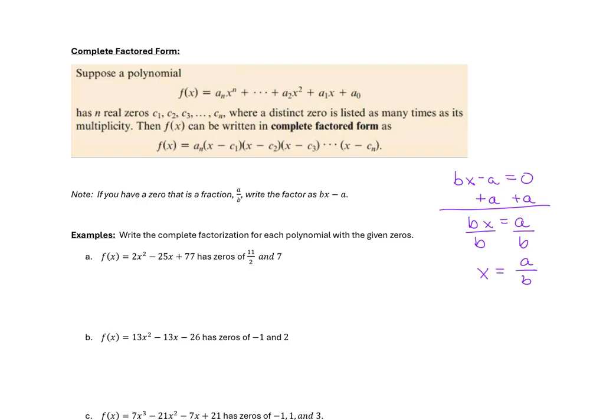And so if we want to work backwards, let's say we start with x equals a over b. I can multiply both sides by b to get bx equals a. And then again, just like all of our other ones, we can subtract a from both sides to get our factor of bx minus a.